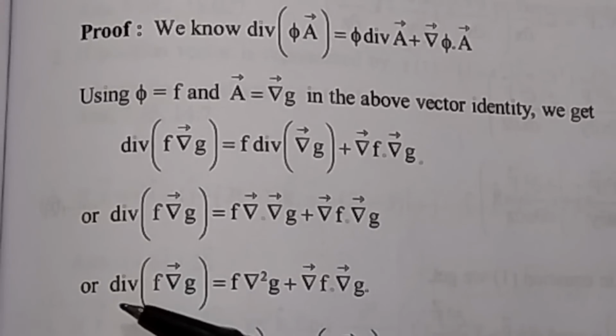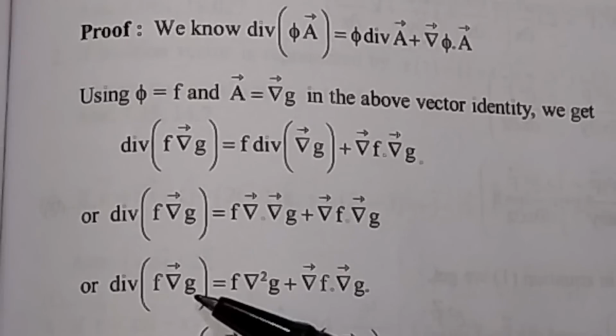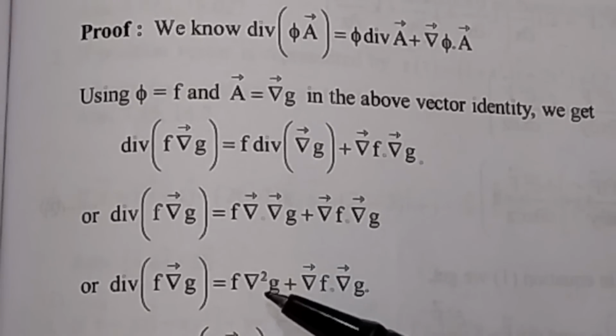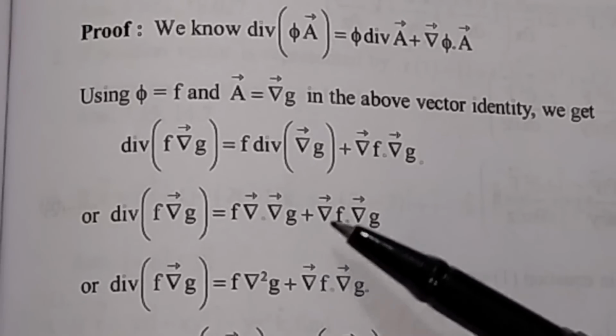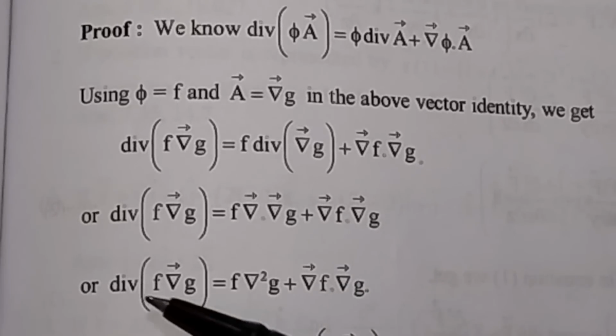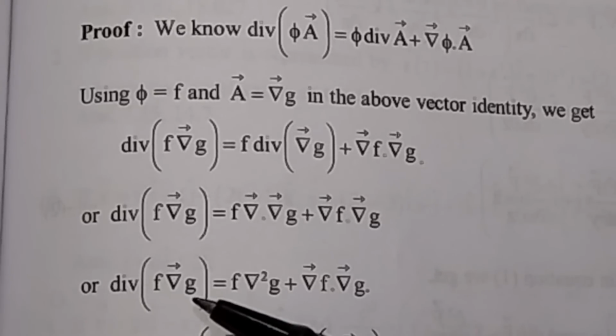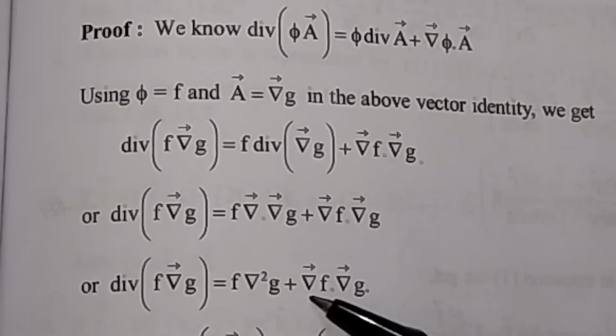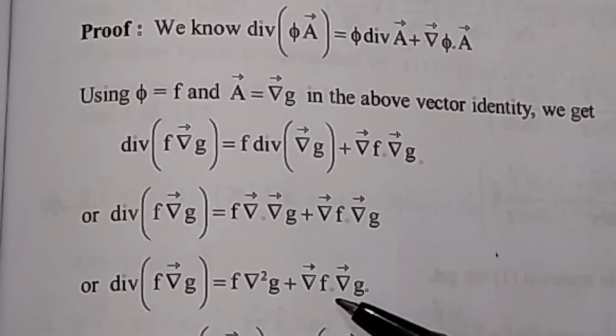So in the left hand side you have divergence of f gradient of g, that is equal to f, and del dot del, this is your square of del operator or Laplacian operator, or it is called Nabla squared. So f del square g plus gradient f dot gradient g, and this is your question to prove that divergence of f gradient g is equal to f del square g plus grad f dot grad g.